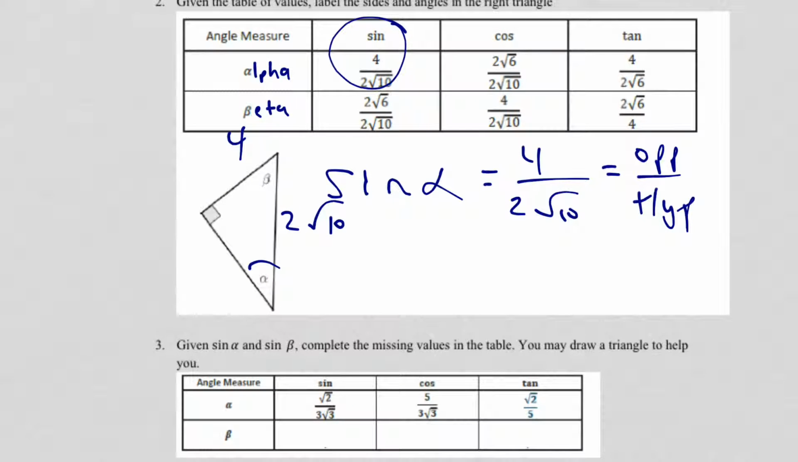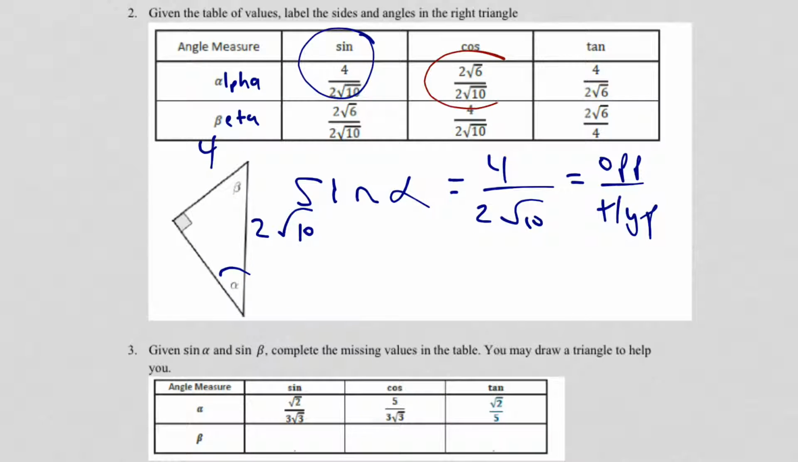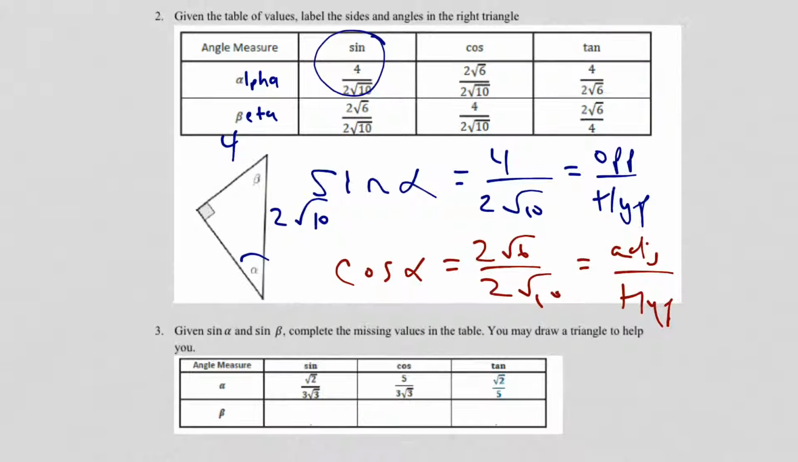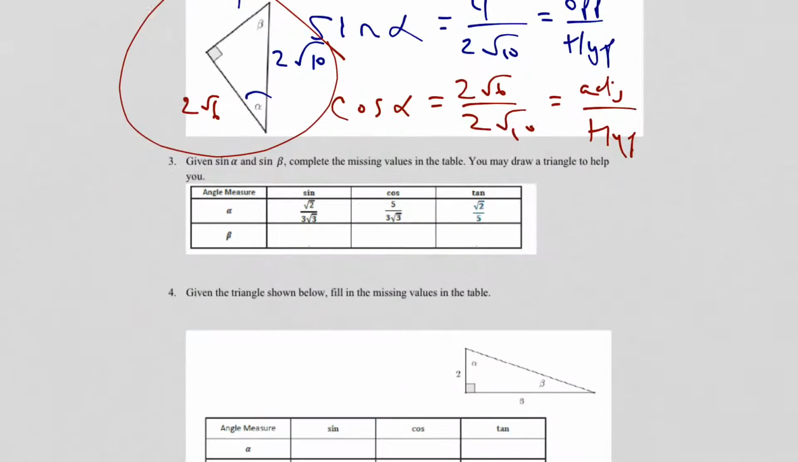If you want to find the third leg here, you can either use cosine or tangent, or you can use Pythagorean theorem. Let's use cosine of alpha though, because I don't feel like using Pythagorean theorem. I'm very lazy. That's adjacent over hypotenuse. So starting from angle alpha, your adjacent should be 2 root 6, and your hypotenuse should be 2 root 10. So that is your triangle.